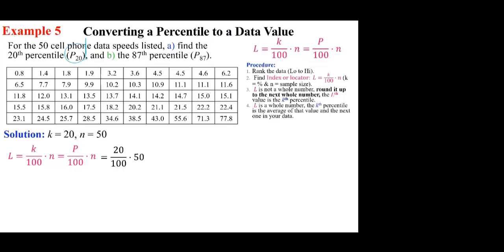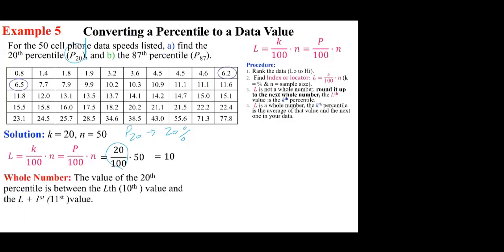So I want to make sure that everybody understands this part comes from the fact that when we say P20, it means we are dealing with 20%. That's how we get 20. So it's really not that big of a deal again. Times 50, and it gives us a whole number. Because it is a whole number, you locate that, you use the next one, you take the average of the two. So this is the 10th one, 6.2. And the next one is 6.5, add them up, divide by 2. I want to make sure everybody understands what's happening here. We are dealing with a whole number. Look at the procedure, step number 4. Because it's a whole number, we use the next one as well.